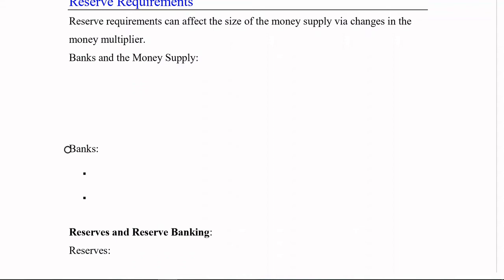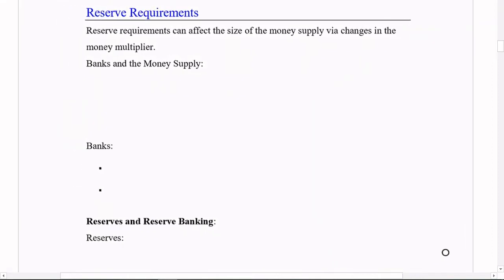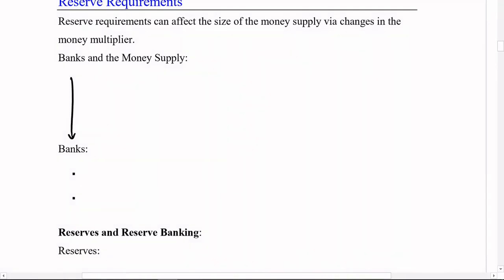Okay, so looking here at the banks and the money supply, if we think about the function of banks in an economy, fundamentally they're doing two things. They take deposits from customers, business and individual customers. You take your money, you go to the bank, you put it in a checking account or a savings account. So they take those deposits, and then what do they do with them? They make loans.